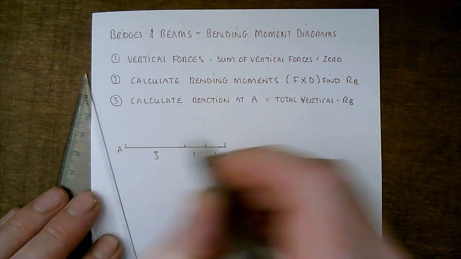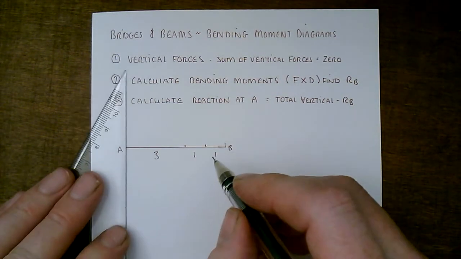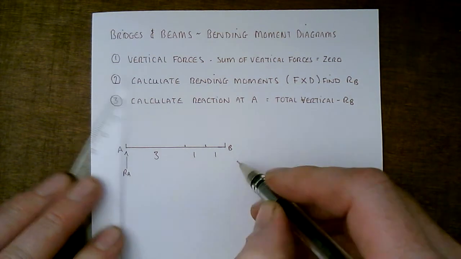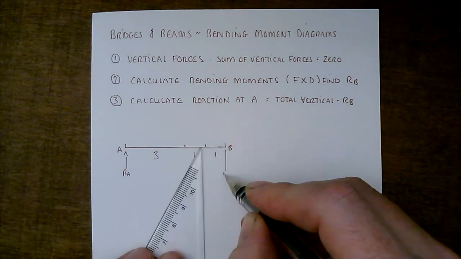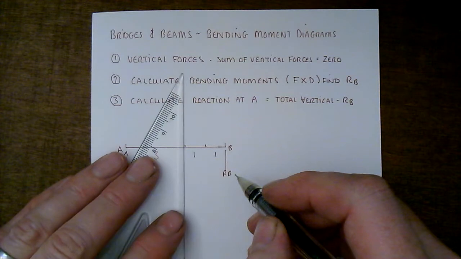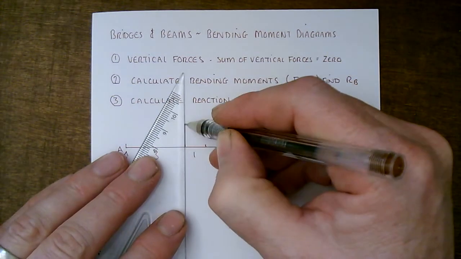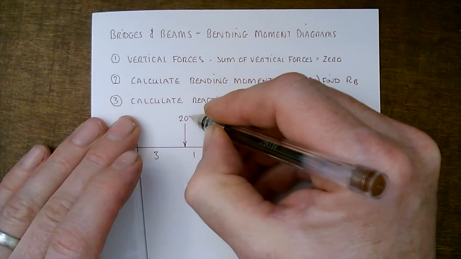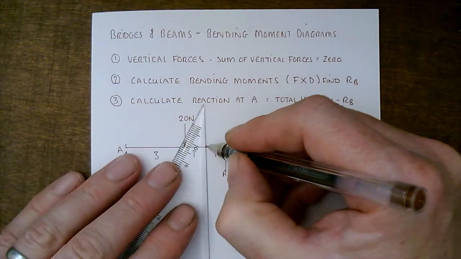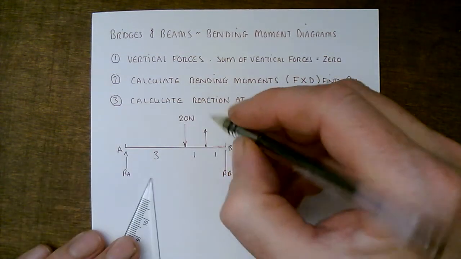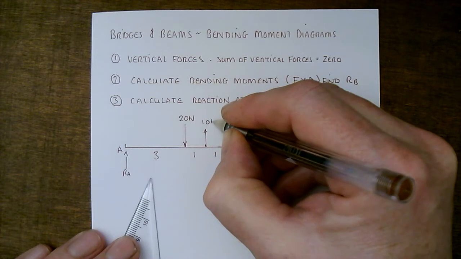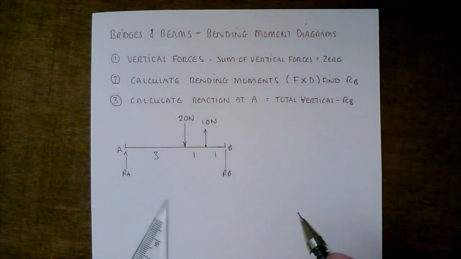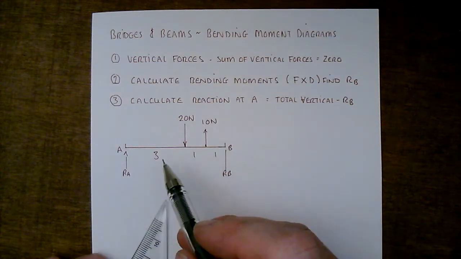Now I've got A and B. I'm going to be looking to calculate a reaction at A and a reaction at B. And for this one I want to look at 2 loads. Downward load, so call it 20 newtons, and an upward load, let's say 10 newtons. It doesn't matter, these will always work out if you just follow this 3-step system. So let's have a quick look.